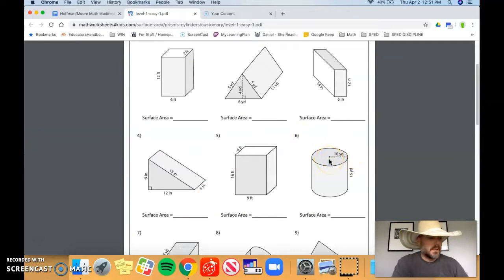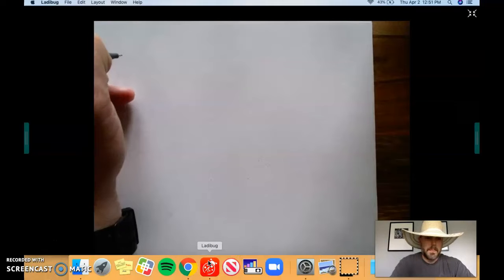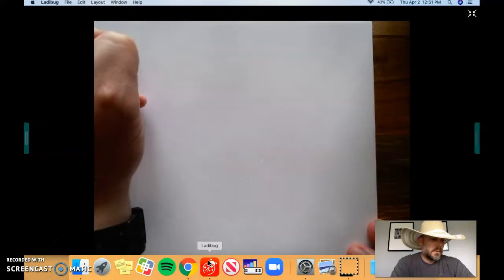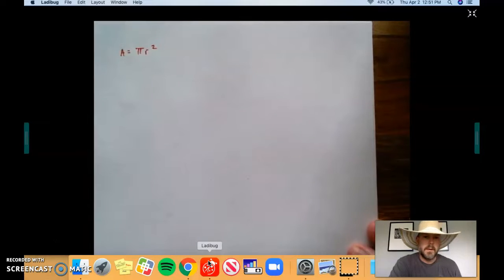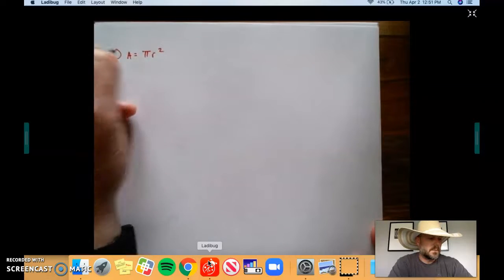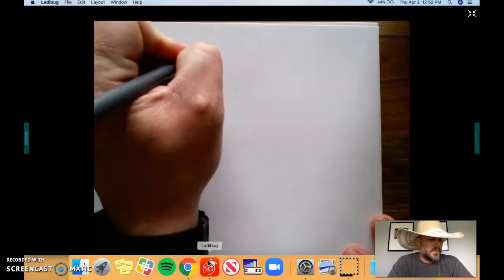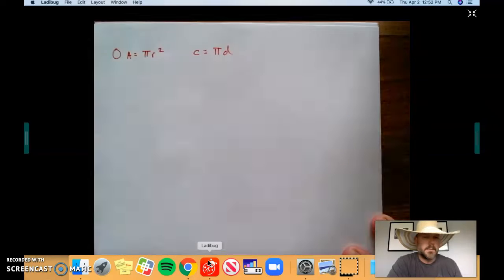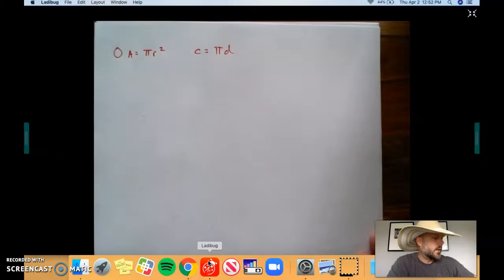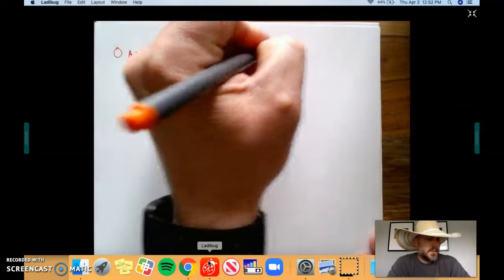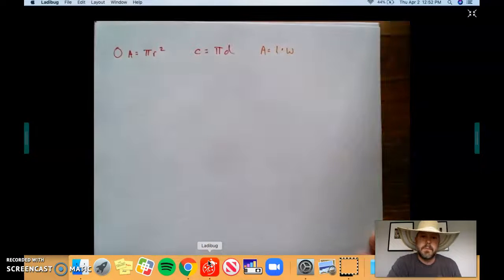As we work through these, I'm going to do number six. A couple things we need to know. We need to know the area of a circle, which is pi r squared. We also need to know circumference, so we can figure out the area of the rectangle that wraps around the cylinder. The circumference of a circle is pi times diameter. And we're also going to need the area of a rectangle, which is length times width. As you can see, cylinders are a little more involved.